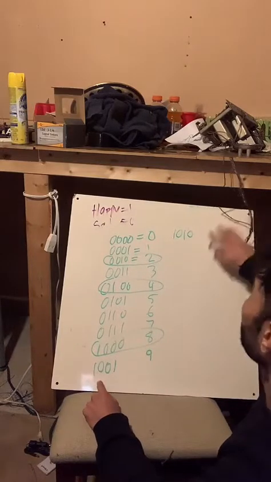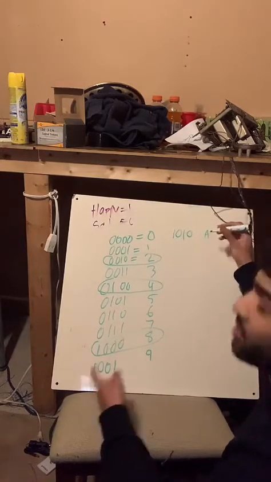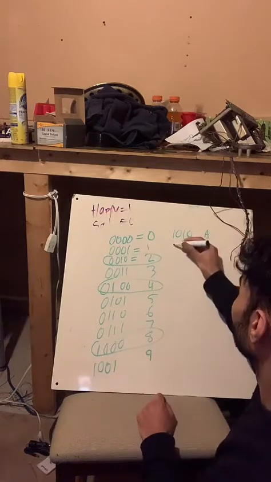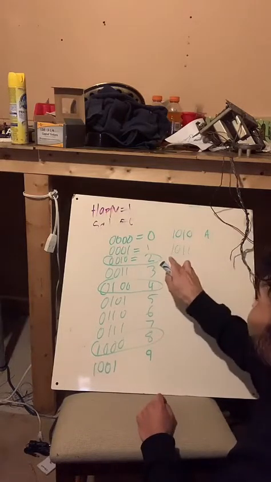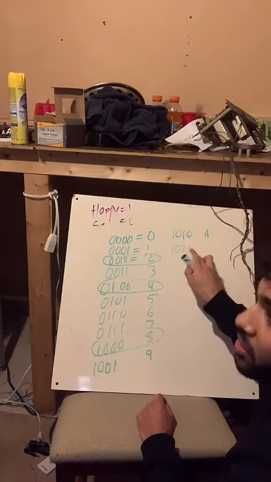And then, I'm actually going to represent that as A. Remember we learned hex, so we're just going to say A. Then I'm going to do 1 0 1 1. This is 8 plus 2 plus 1.